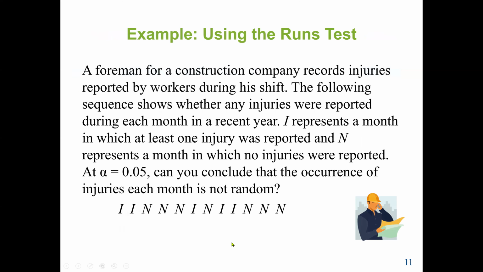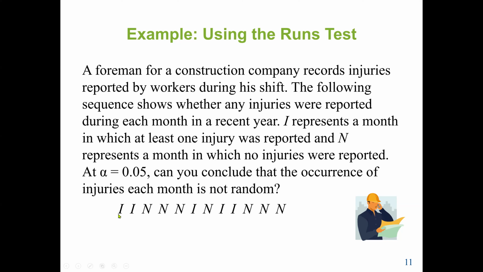So let's see an example. Here we have a foreman for a construction company who records injuries reported by workers during his shift. The following sequence shows whether any injuries were reported during each month in a recent year. I represents a month in which at least one injury was reported, and N represents a month in which no injuries were reported. At alpha equal to 0.05, can you conclude that the occurrence of the injury each month is not random?